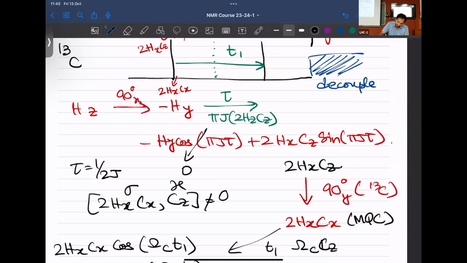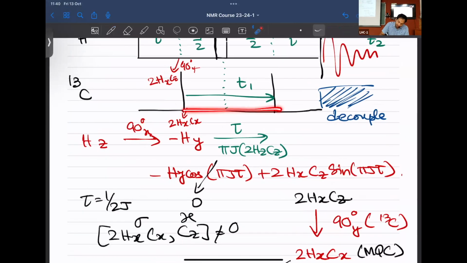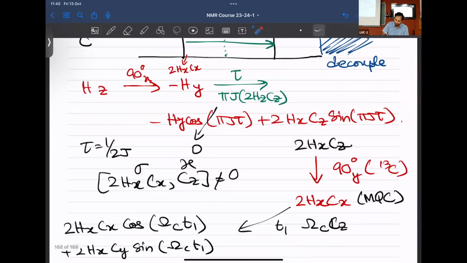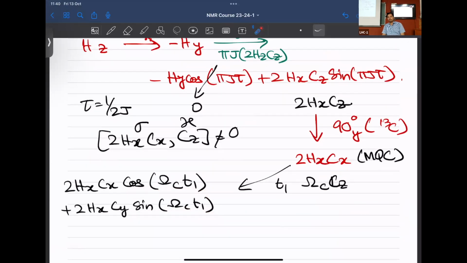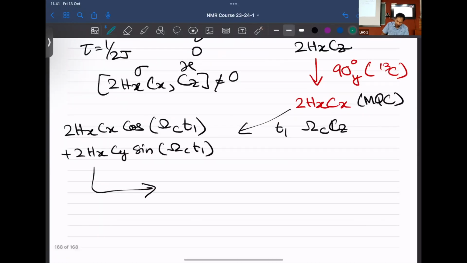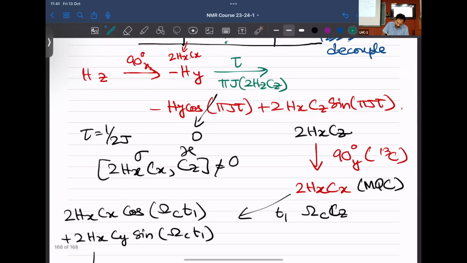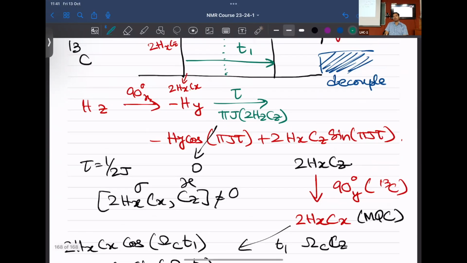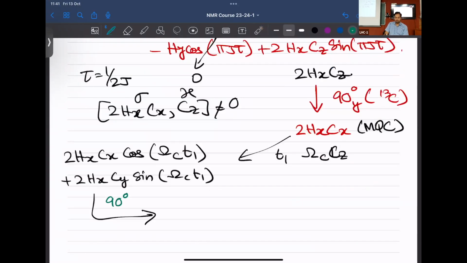So during this entire duration, only carbon chemical shift is evolving. Whatever you started as a multiple quantum coherence still remains, and its orthogonal part comes up along with the cosine and sine modulation of the carbon chemical shift. The next part is the 90-degree pulse on carbon. Which axis should it be applied along? I would prefer Y because we have been following the first term. Let's continue to follow the first term. You can apply it along X also; you'll get some other transfer, but it's still fine.